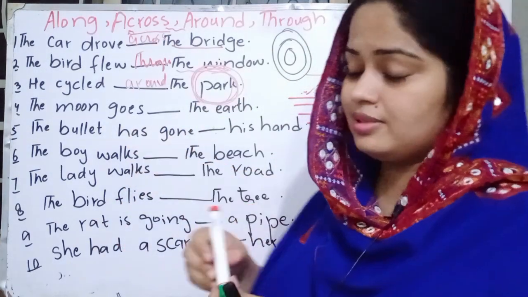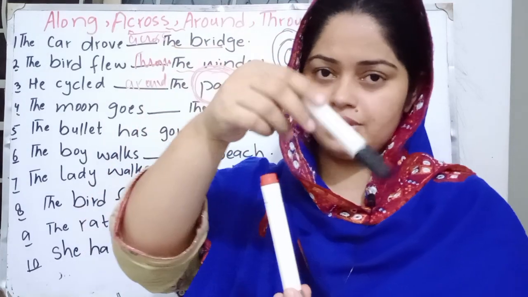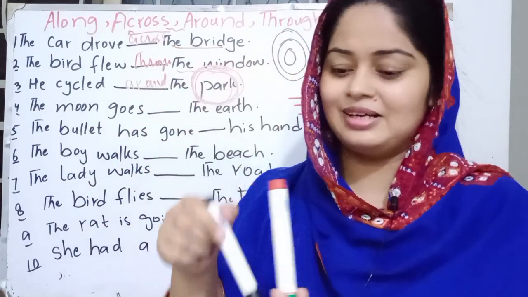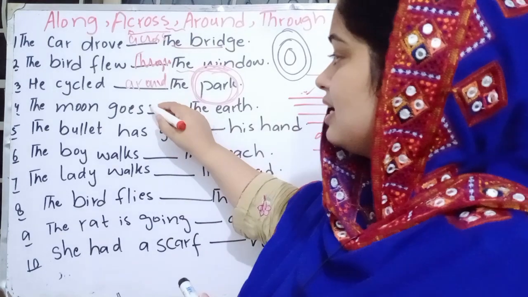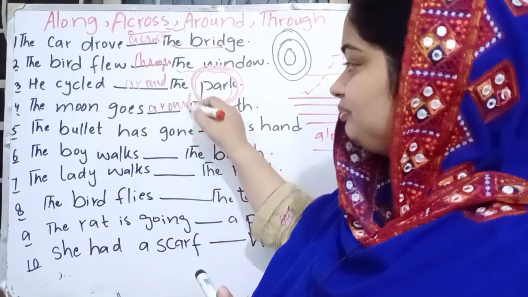The moon goes around the earth. So the right preposition is around.